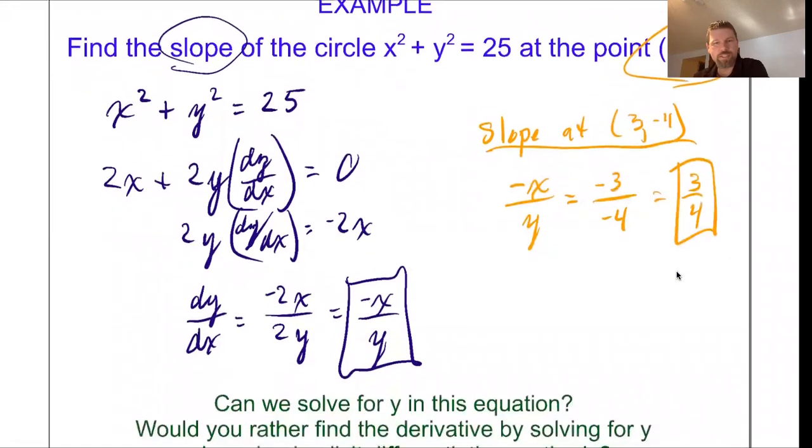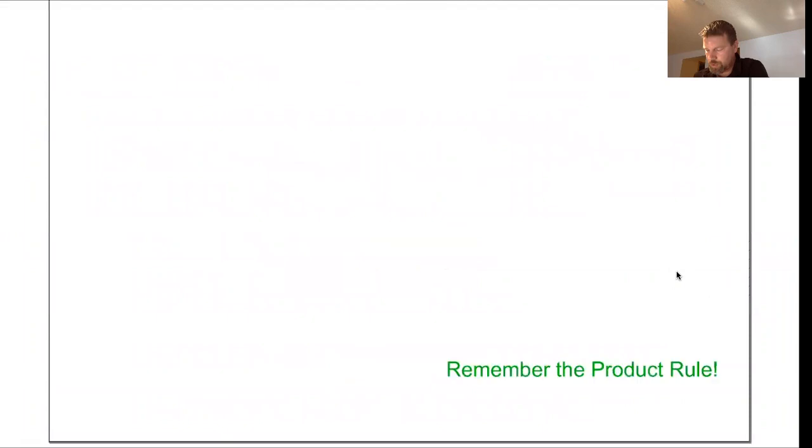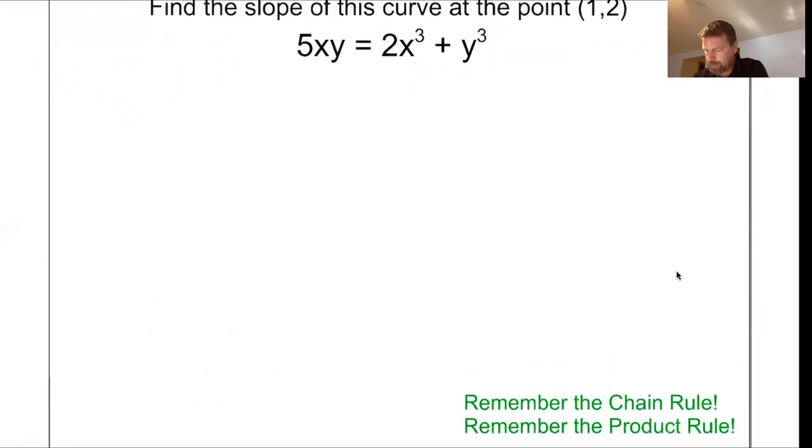We're going to do a few more just to get the feel of it, the hang of it, and then there's going to be one more oddball thing at the end, I think.